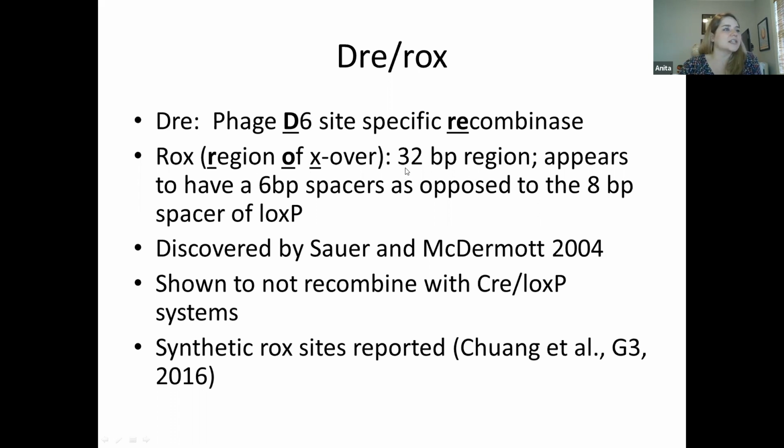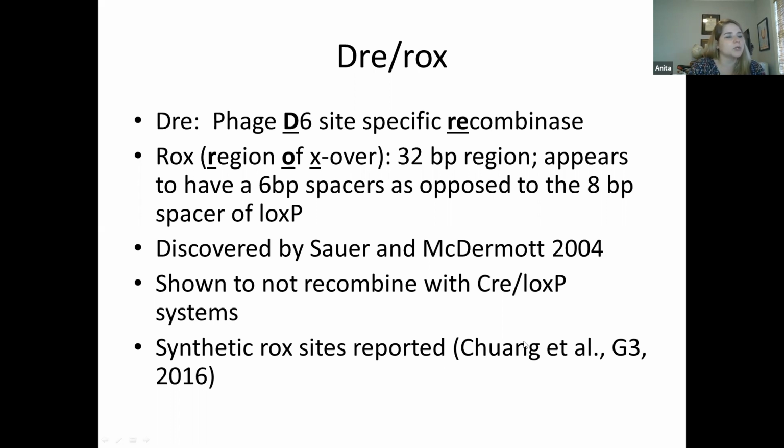It's very similar in terms of the palindromic regions and the spacer, but the spacer is a little bit shorter. But more or less, the biology here is still the same. It's a tyrosine recombinase. It was discovered in 2004, and it doesn't cross over: DRE recombinase doesn't work on LOX sites, and Cre doesn't work on ROX sites.